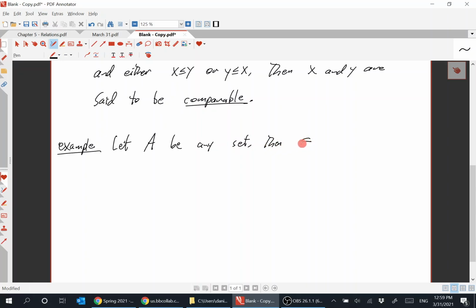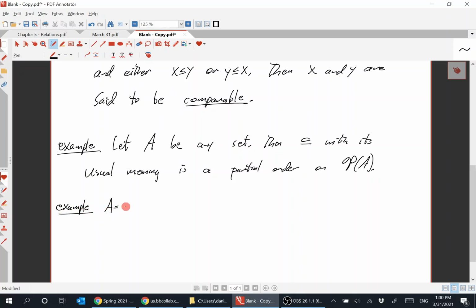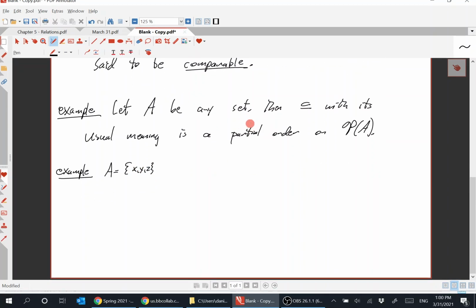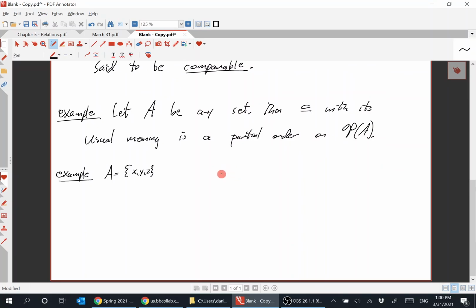And then this relation, the subset relation, with its usual meaning, is a partial order on the power set of A. So, for example, we'll say A is equal to {1, 2, 3}. Now let's do x, y, z. Right? And here's that partial order.